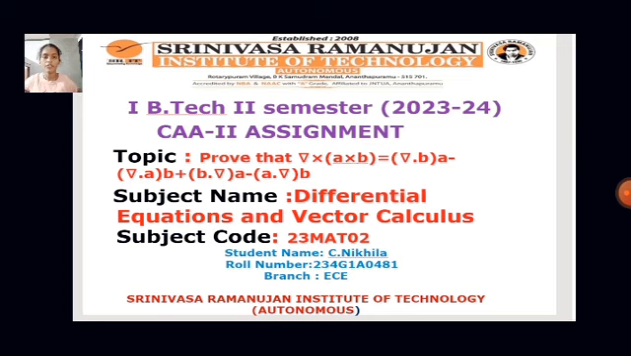My assignment topic is: prove that ∇ × (A × B) = (∇·B)A − (∇·A)B + (B·∇)A − (A·∇)B.